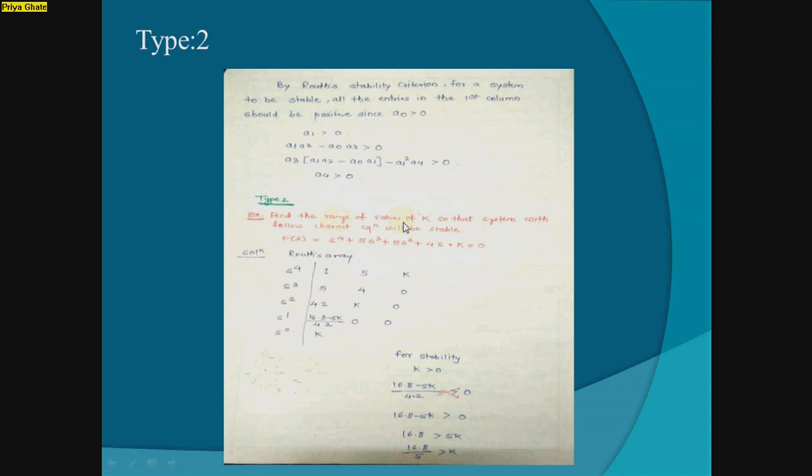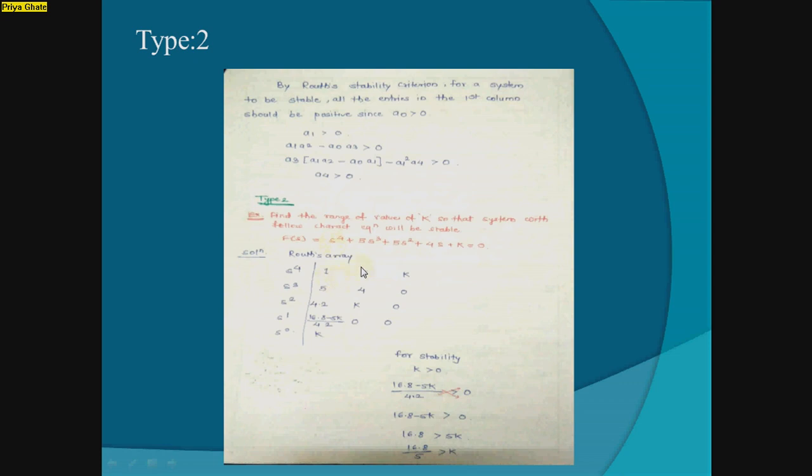Find the range of values of k so that the system with the following characteristic equation will be stable. F of s is equal to s raised to 4 plus 5s cube plus 5s square plus 4s plus k is equal to 0. We are going to write the Routh array as per the formulas of the Routh stability criterion.